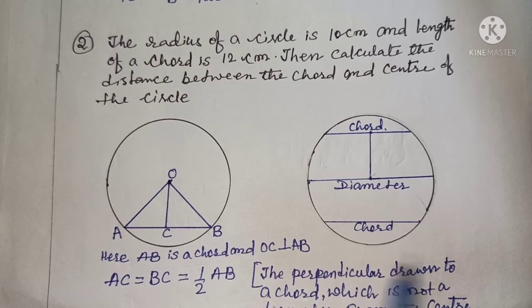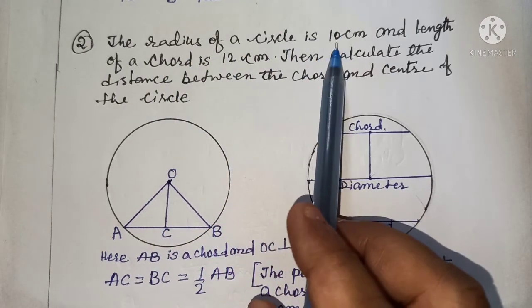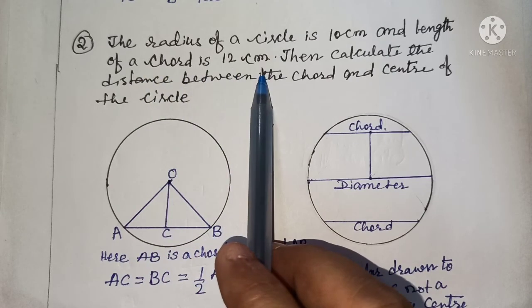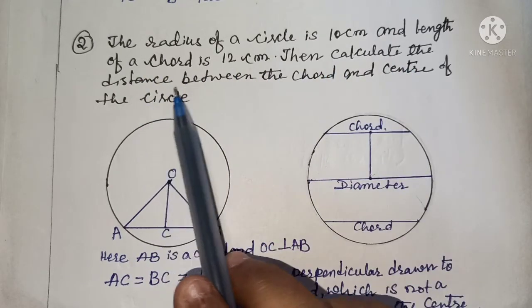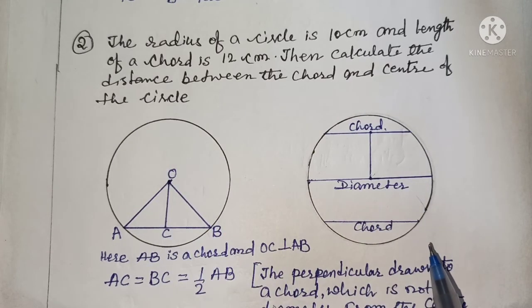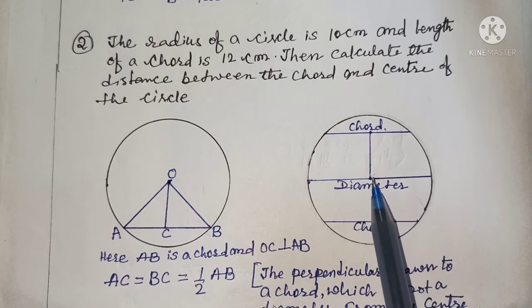So we have to write this statement. Question number 2. The radius of a circle is 10 centimeter and length of a chord is 12 centimeter. Then calculate the distance between the chord and center of the circle. So first here we will discuss about chord, diameter and the center.